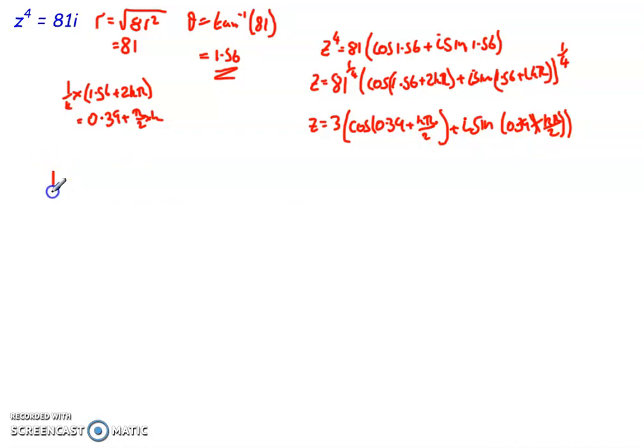Because it's 4, I know that I'm going to have a solution for k equals 0, k equals 1, k equals 2, and k is equal to 3. I just have to get all 4 of them now. So k equals 0, I'm going to substitute that in. Let's get z1. My first solution is going to be 3 bracket cos of 0.39 plus I sine of the 0.39.